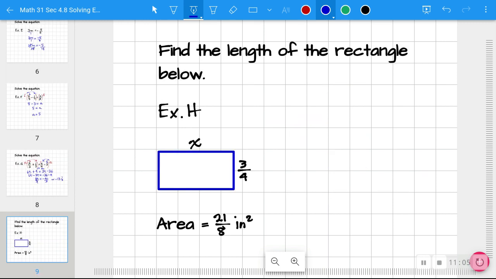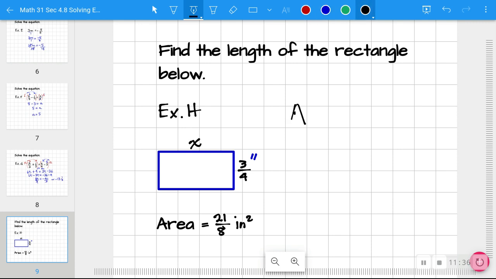Okay, last problem here, and this one's from geometry. It's a fairly easy one, though. It talks about we need to find the length of this rectangle, and since that's our unknown, we'll put a variable there. We're given that the width is 3/4 of an inch, and the area is 21 over 8 square inches. Now, area is equal to length times width in this case, and that's a pretty common formula.